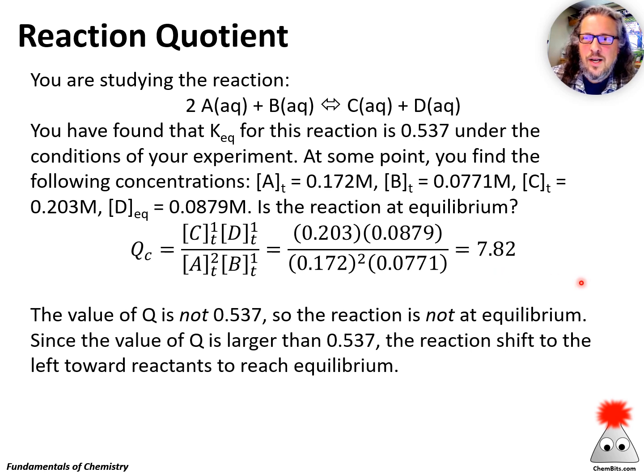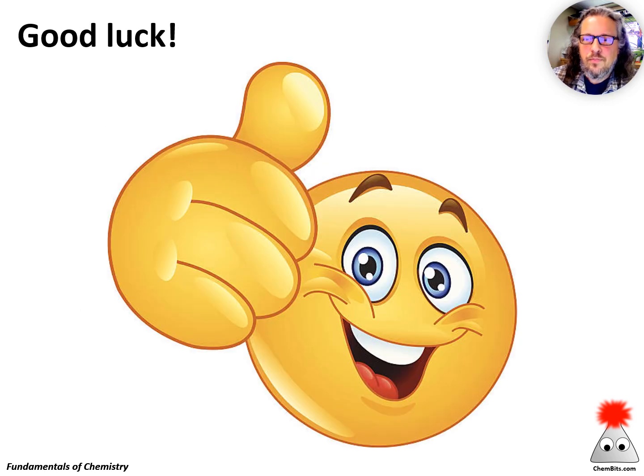So reaction quotient, really just a way to use the mathematical form of the equilibrium constant to assess where a reaction is. We're not going to spend a lot of time on equilibrium, but it's going to come up over and over again in some of the other things we talk about. So it's important that we've got that concept down. We'll look at it a little bit more, and I'll see you next time.